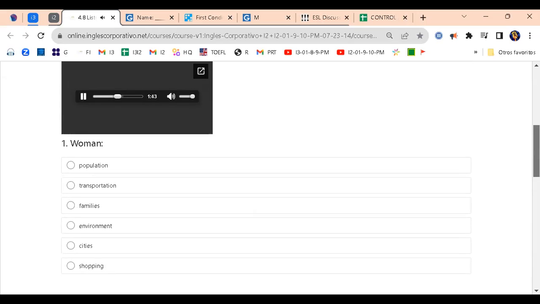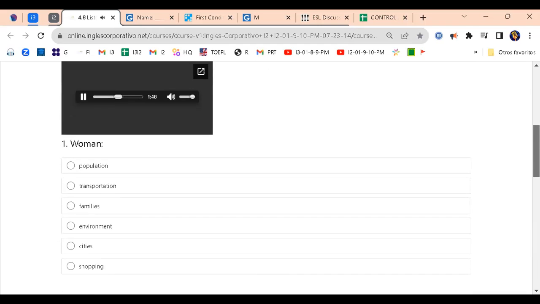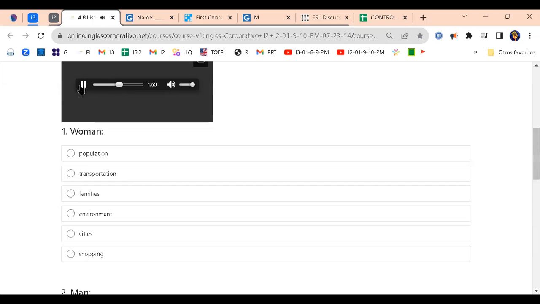Page 60. Exercise 5. Part B. Listen again. Write down the change, and if things are better or worse now. Okay, so we're gonna answer the first three questions. So the woman, what is she talking about, guys? I don't know if it's transportation, continent. Transportation, population, families, environment, cities, or shopping.